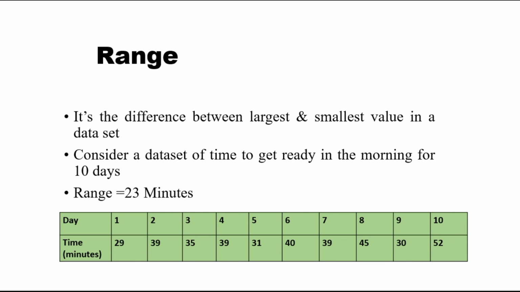The first absolute measure is range. What is range? This is the simplest form of dispersion, and we can calculate it with a one-step calculation, which is maximum minus minimum. Just like here, we have a data set of time to get ready in the morning for 10 days. The minimum value is 29 and the maximum value is 52. So we simply subtract 29 from 52 and we get the range, which is 23 minutes.